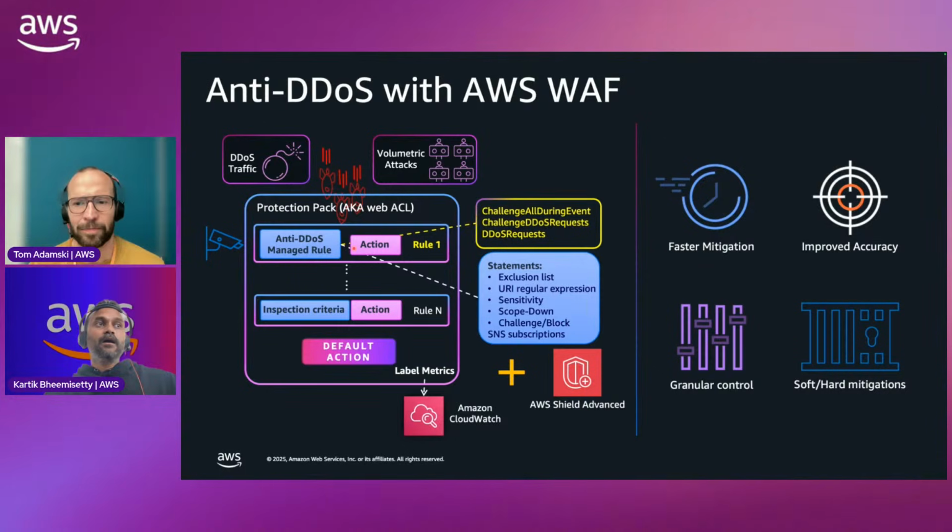It also sends metrics. You have multiple options to configure: either challenge all the requests during an event, so that when WAF detects a DDoS event you challenge all the requests, or you can block those requests, etc. Similar to all the rules, you have an exclusion list, where if you have a particular URL or particular traffic you want to exclude from this rule, you can do that too.